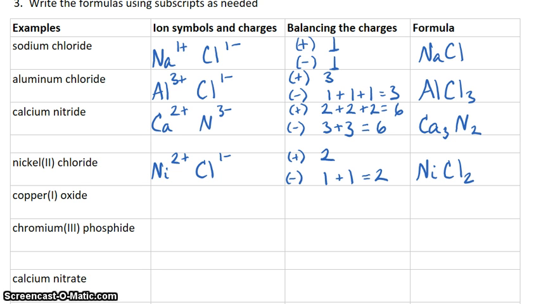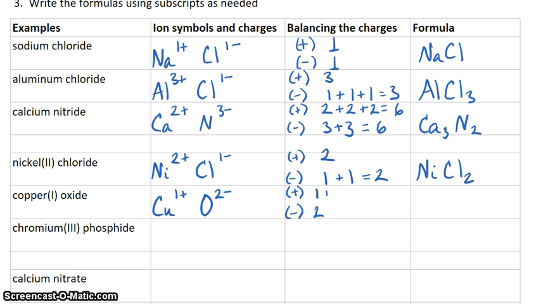Copper 1 oxide. The symbol of copper is Cu, and the 1 in Roman numerals means we're dealing with copper with a +1 charge. Oxide, the symbol is O, and the charge is 2 minus. So let's try balancing the charges. On the positive end, one ion of Cu has a charge of 1. One ion of oxide has a charge of 2.